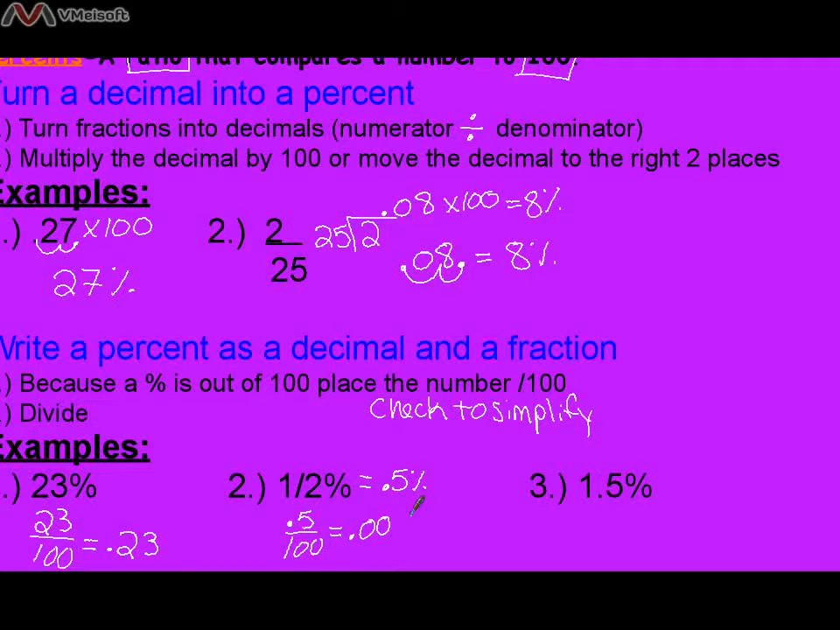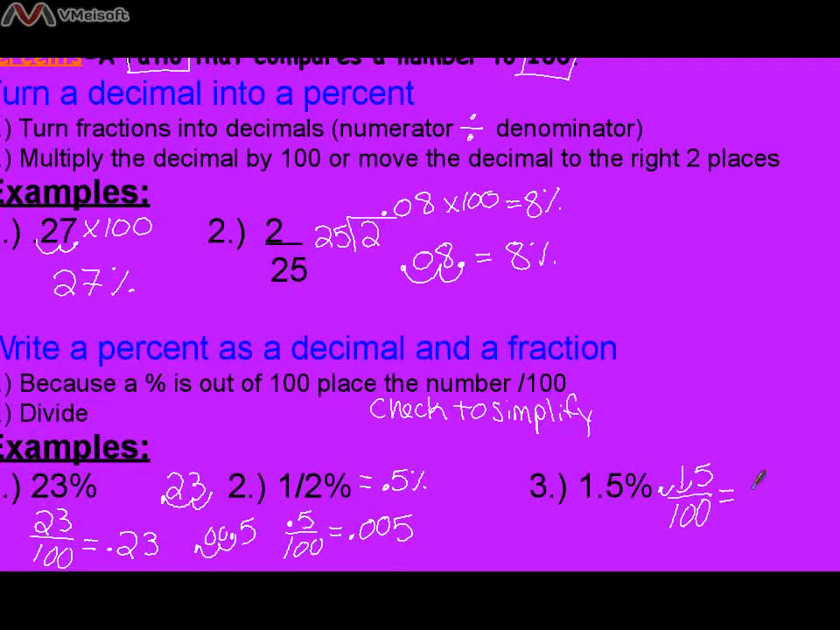Notice each time you divide by 100, we move the decimal 2 places to the left. So 23, 2 places. 0.5, 2 places, added my 0, and we get 0.005. Now for number 3, when we have 1.5%, we're going to have 1.5 over 100 divided by 100. And again, you could just move it 2 places to the left, and you get 0.015. 0.015 is your answer.